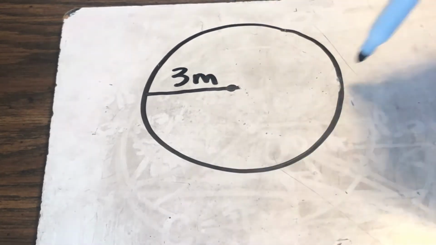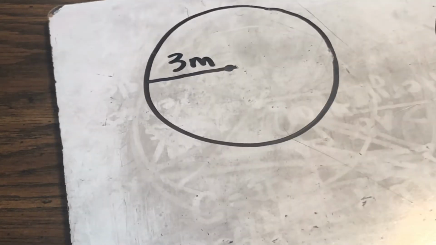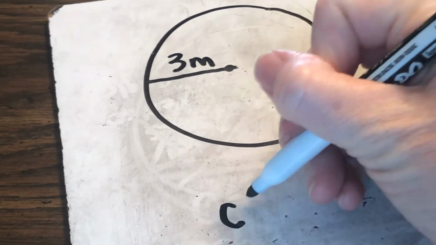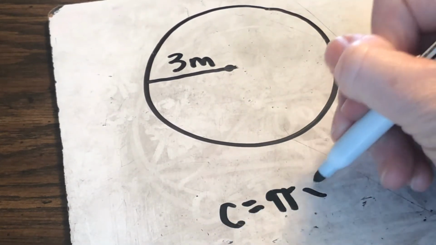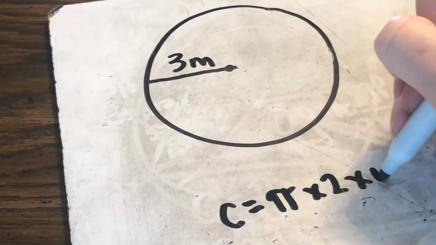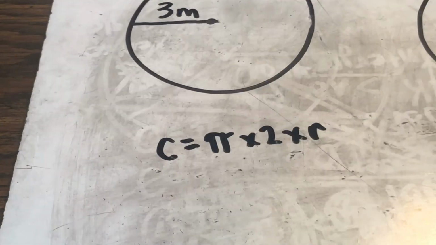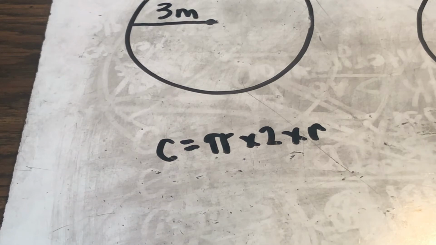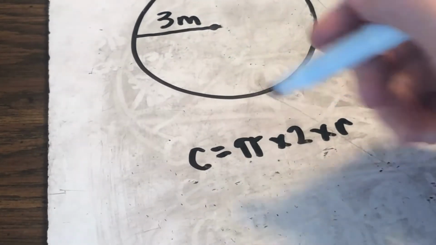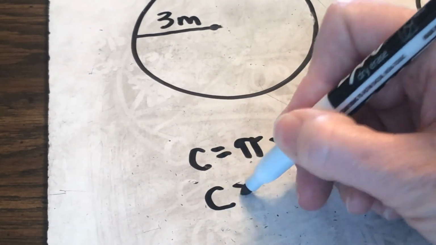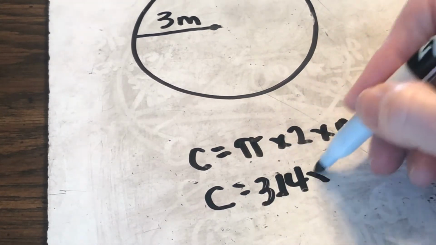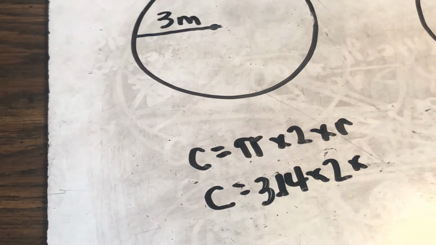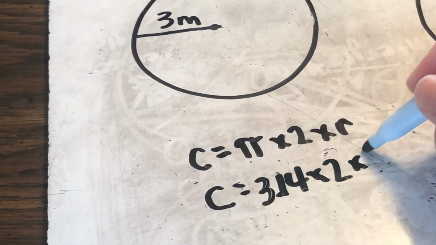If you have the diameter, guys, you're using the diameter formula. If you only have the radius, we're using the radius formula. Pi times 2 times r. I have the radius, I'm using the radius formula. That's all I wrote down. Now I'm going to fill in the numbers for this. I already have my formula down. So pi, 3.14. 2 is going to stay the same. My radius is right there, so I'm going to fill in my radius.